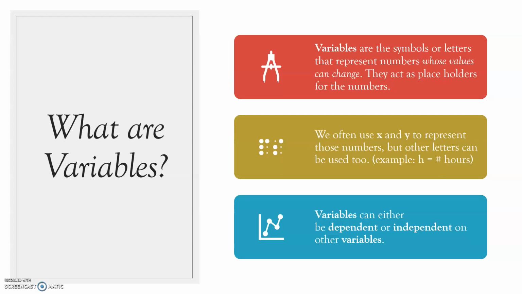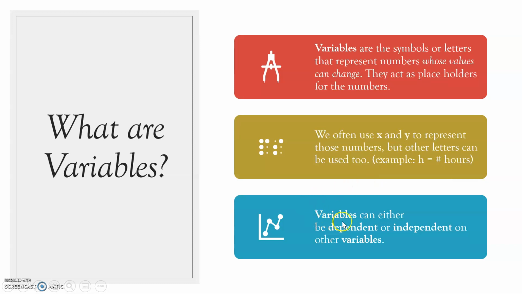To get started, we want to talk about what variables are. You have heard this word before, especially when you were working with your science fair project. We define variables as symbols or letters that represent numbers whose values can change. They act as placeholders for those numbers. These variables are usually the letters X and Y, and they represent the numbers that we can put into the equation. We can also use other letters, like the letter H to represent the number of hours, but typically in math we use X and Y just because it's pretty general.